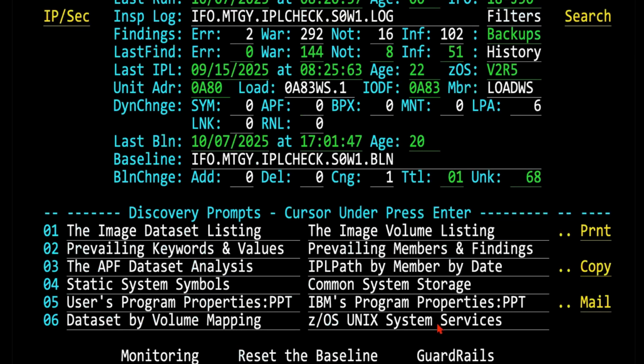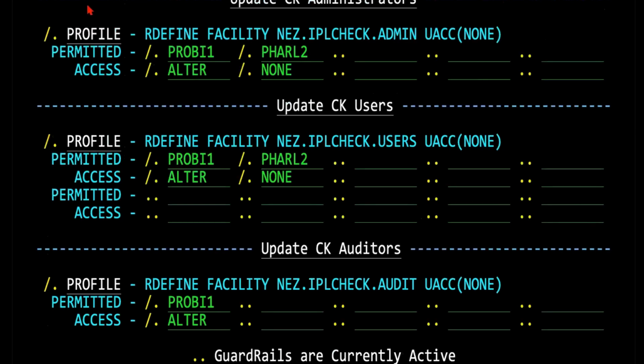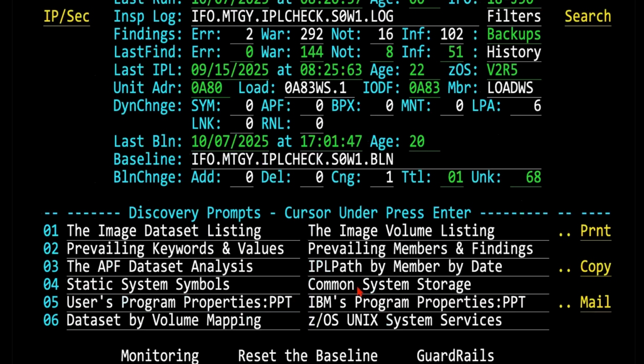There are other functions here. You can copy and print it if you want to. That's also possible. These are very powerful functions, so there are also guardrails that can be turned on using a facility class profile of our making. The guardrails are currently on. They can be turned off. Now they're off. Now they're back on. Only admins have access to this panel for actually updating what's going on here.